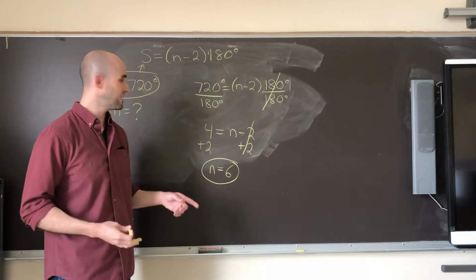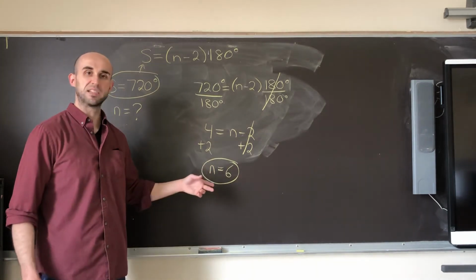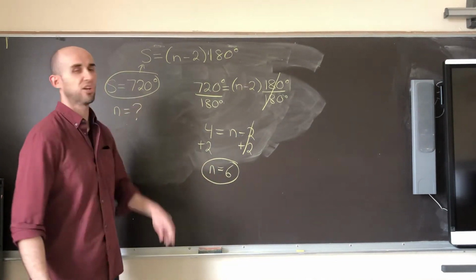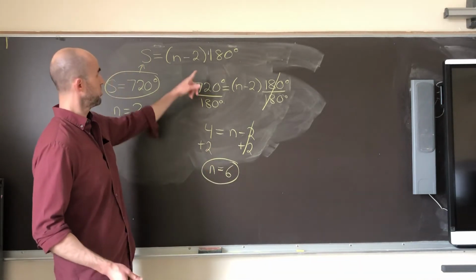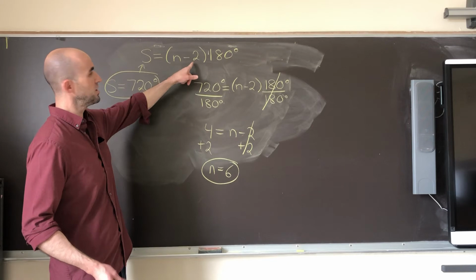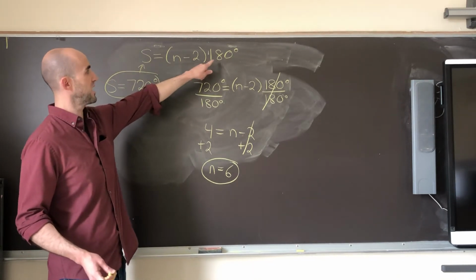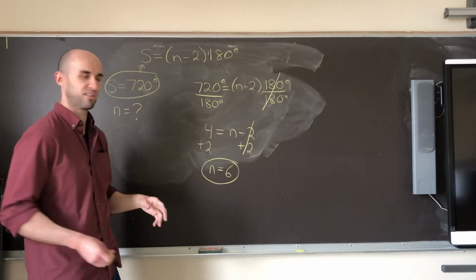And what this means is a polygon with 6 sides will add up to 720 degrees. And if you wanted to, you can check it again, because we would do 6 minus 2 is 4. 4 times 180, 720. Tells us it's right.